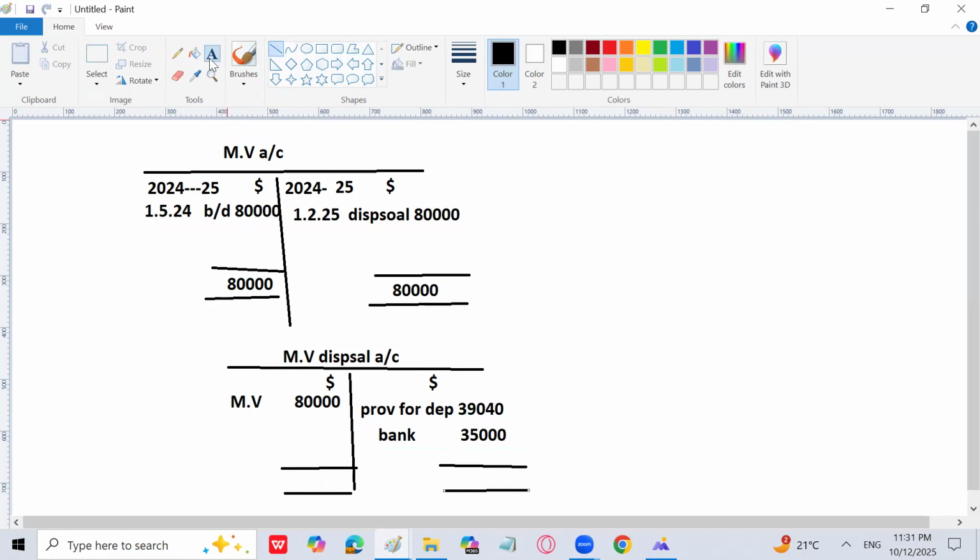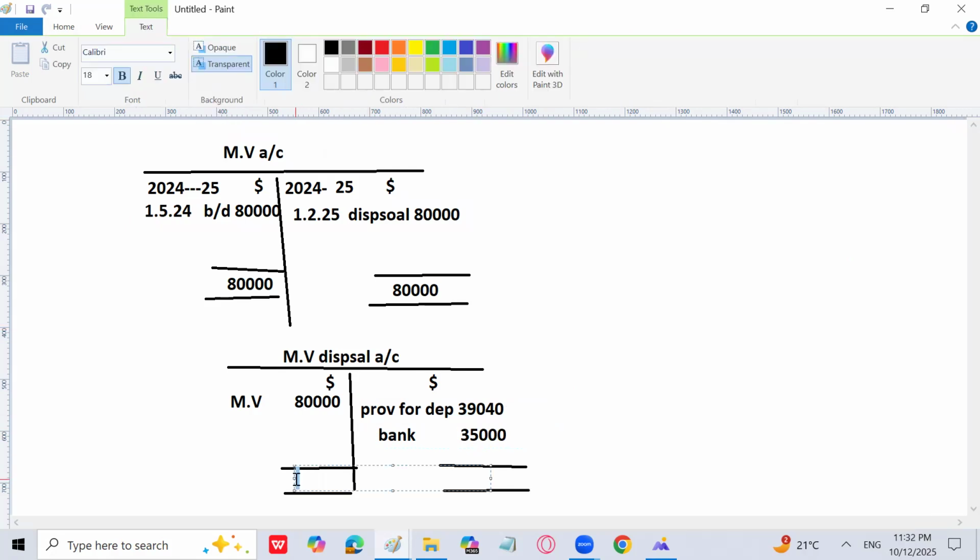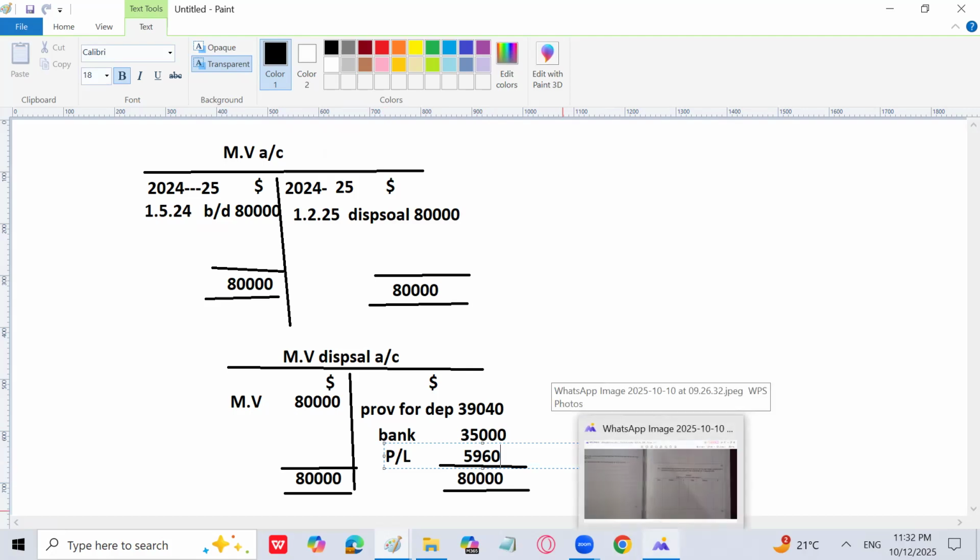So there is going to be a loss, which we have already calculated. The total is going to be 80,000. I will write the same thing here, 80,000. I will write here statement of profit and loss, or income statement you can write, with 5960. If the debit side is heavier, we are going to have a loss. If the credit side is heavier, we are going to have a profit, which will be written on the opposite side actually. I'm just calculating again myself. That is 5960. So we are done with that.